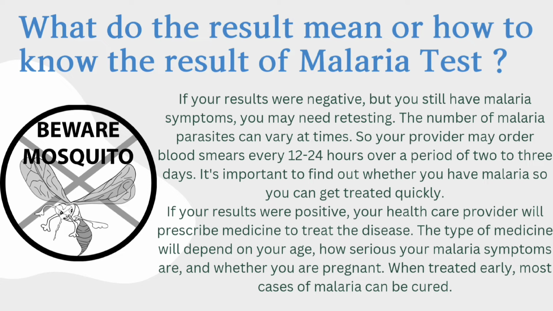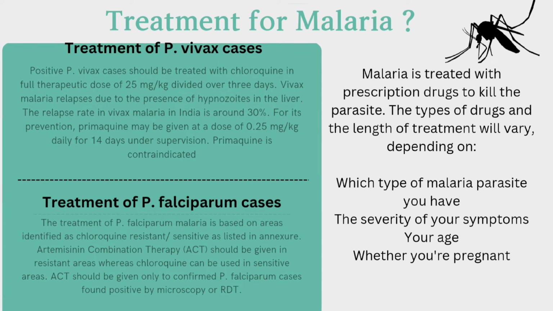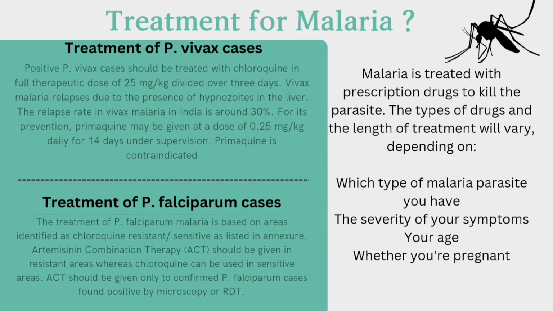If your results are positive, your healthcare provider will prescribe medicines to treat the disease. The type of medicine will depend on your age, how serious your malaria symptoms are, and whether you are pregnant or not. When treated early, most cases of malaria can be cured. Let's discuss the treatment for malaria. Malaria is treated with prescription drugs to kill the parasite.